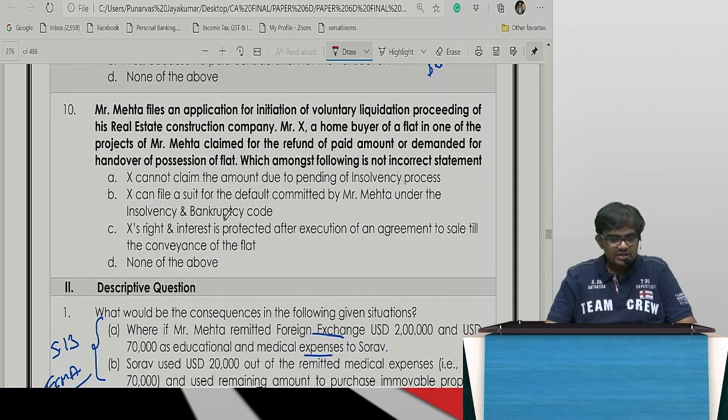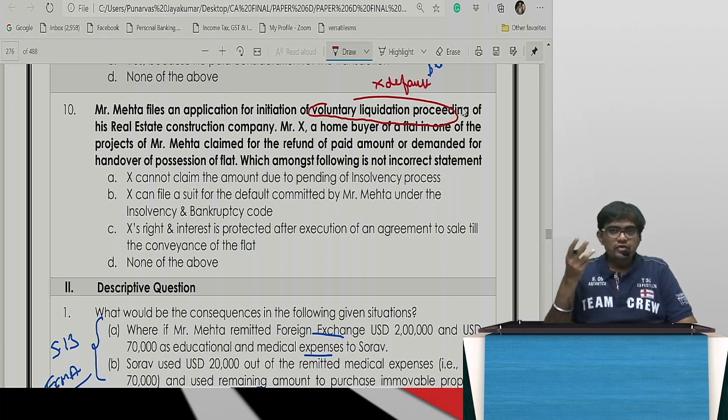Mehta files an application initiating CIRP. Voluntary liquidation. Mind you, in voluntary liquidation proceedings under the IBC, you should not have had any default. We have seen that in the IBC already. If you have made default, there are three parties: corporate debtor, financial creditor, operational creditor. Without any default, it is voluntary liquidation.